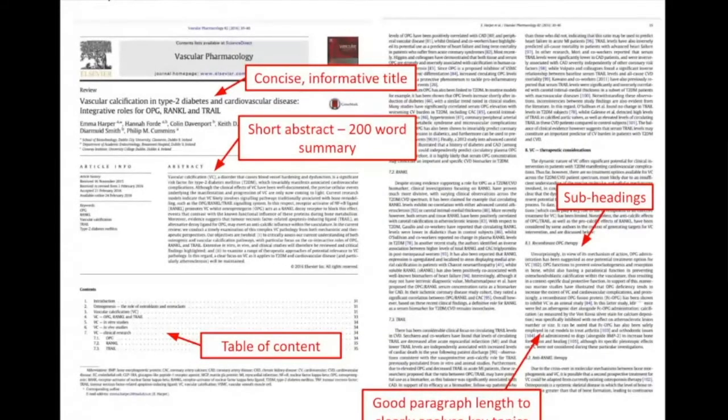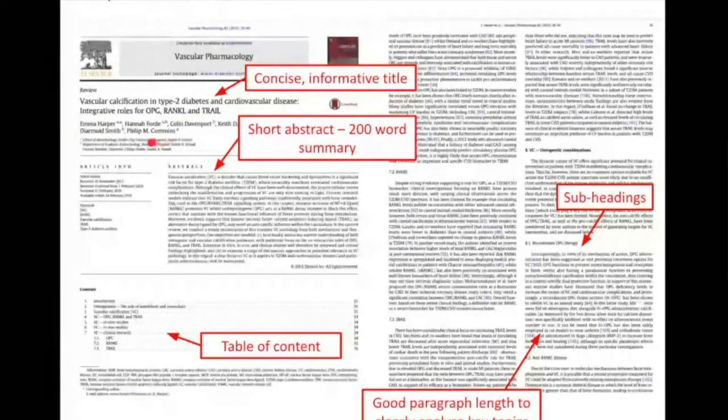So you will identify. Last week I already showed you different types of journal article sources, and one of them is the review article. And a review article looks like this. This article is a review article published in Vascular Pharmacology in 2016. And if you look here, the difference from a normal original research article is that it has a concise and informative title. If you read here: vascular calcification in type 2 diabetes and cardiovascular disease, integrative roles for OPG, RUNX-L, and TRAIL.